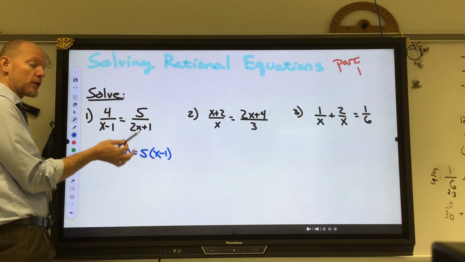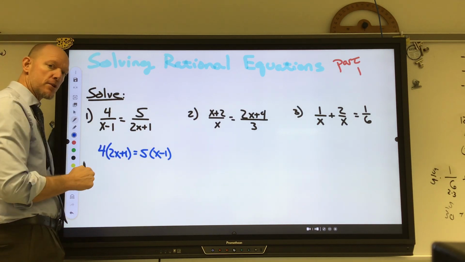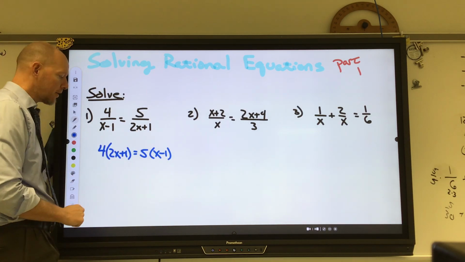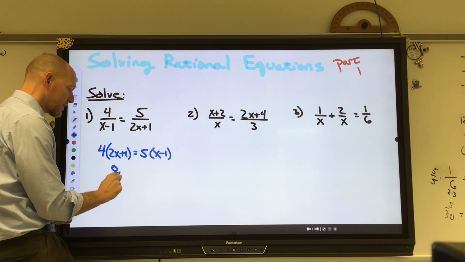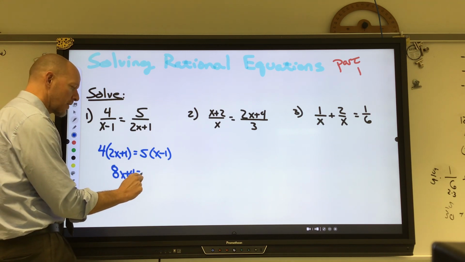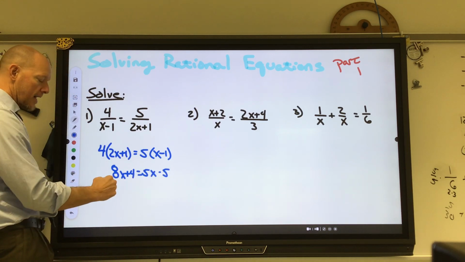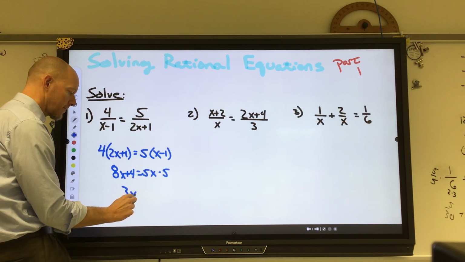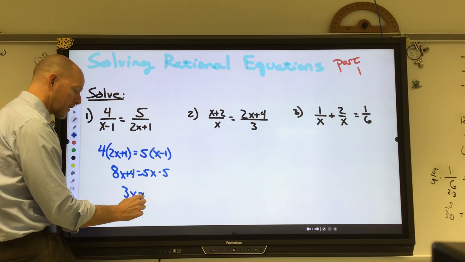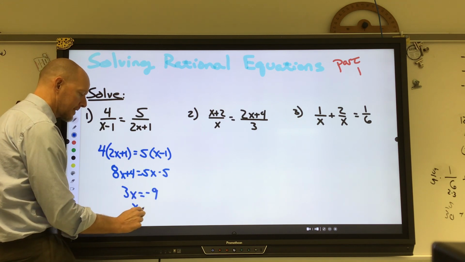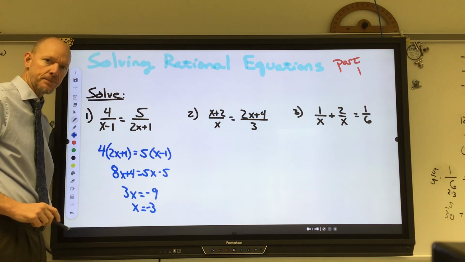Now from here, we're in a good place because we no longer have a rational equation, we just have a linear algebraic equation. So in solving it, we would just distribute respectively on both sides. I'm going to subtract 5x, then I'll subtract 4, and I get x equals negative 3.